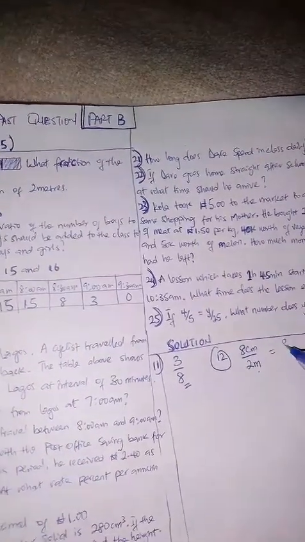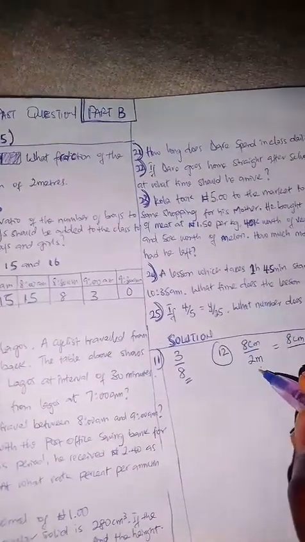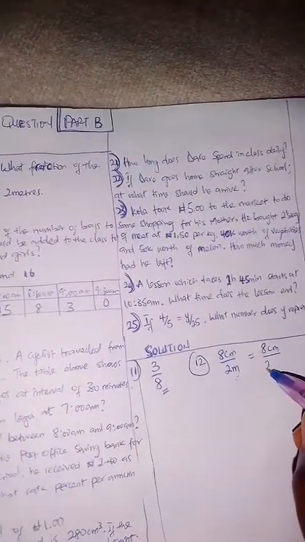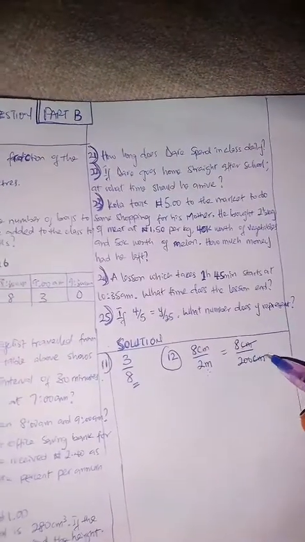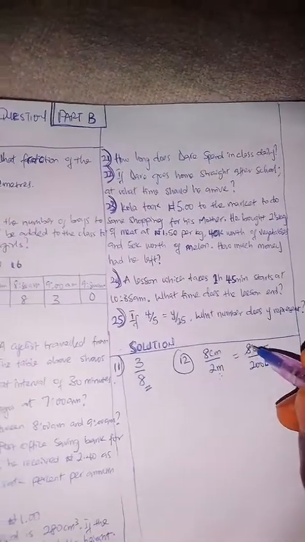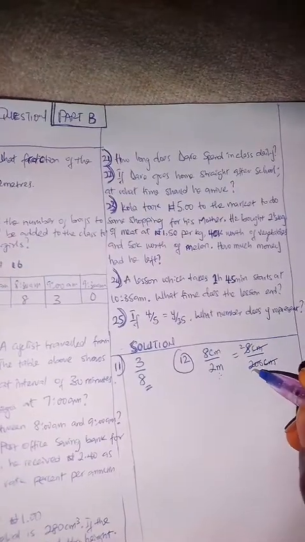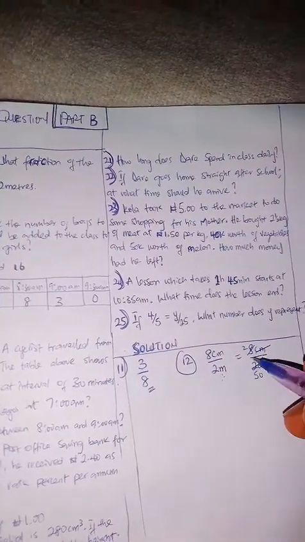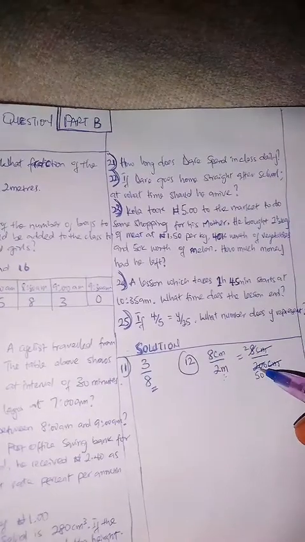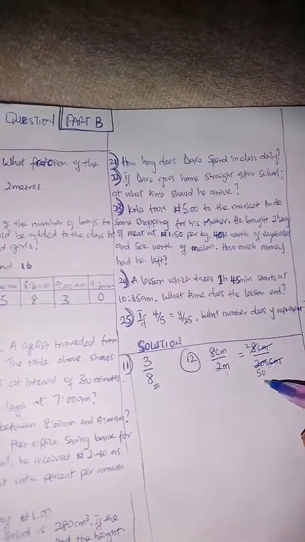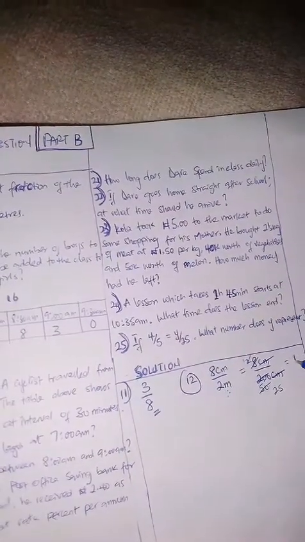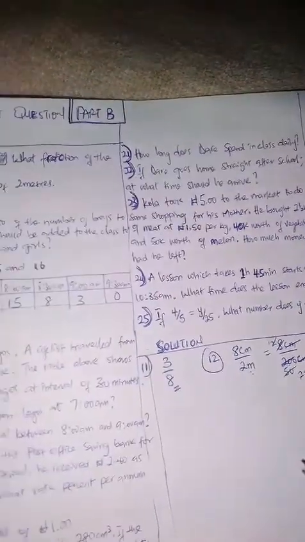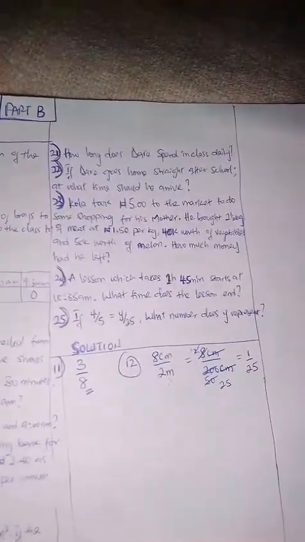This becomes 8 centimeters over, converting this to centimeters, 2 times 100. So that's 200 centimeters. Equivalently, 2 meters is equal to 200 centimeters. This cancels out. 4 here, 2. 4 here, 50. 4 in 20 is 5. 4 in 0 is 0. 2 here, 1. 2 here, 25. So that's 1 over 25. 1 over 25 is the fraction.